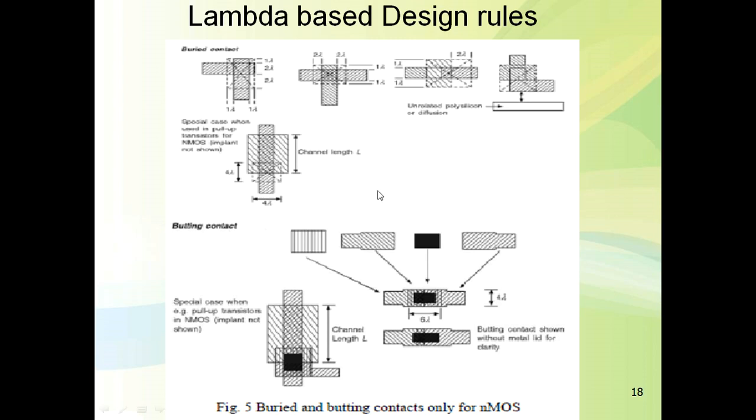So you can see here, for the buried contact, there is a connection between n diffusion, this is n diffusion, and this is poly. Okay, so there will be a connection between n diffusion and poly, it is shown, and here it is 2 lambda by 2 lambda, this distance is 2 lambda by 2 lambda, and extension here it is 1 lambda, here it is also 1 lambda, here it is also 1 lambda, but on this side, this is 2 lambda.